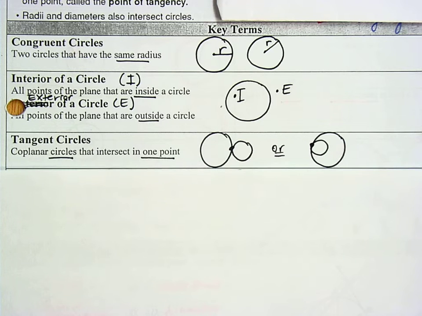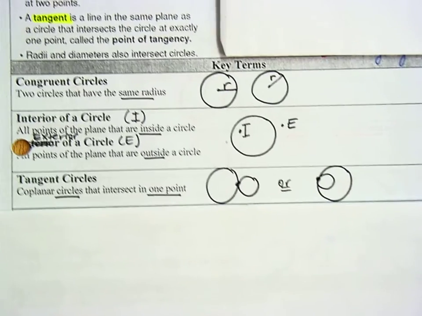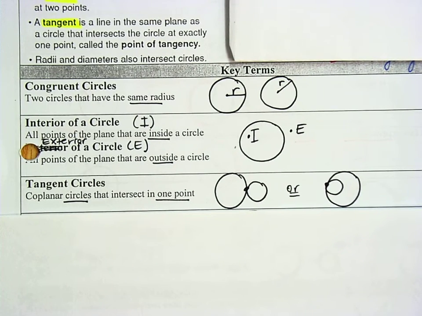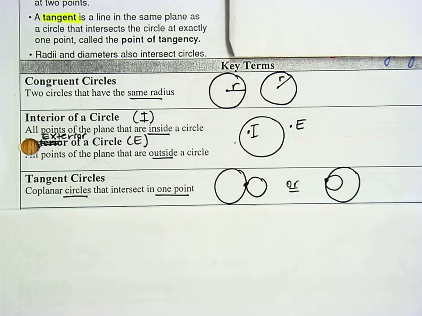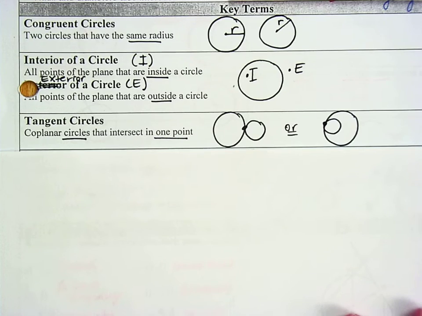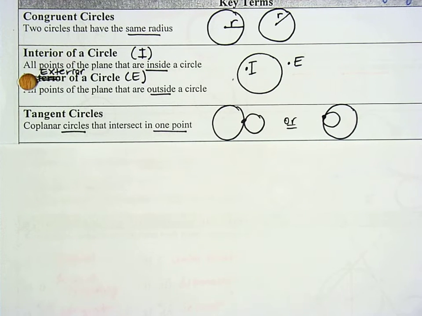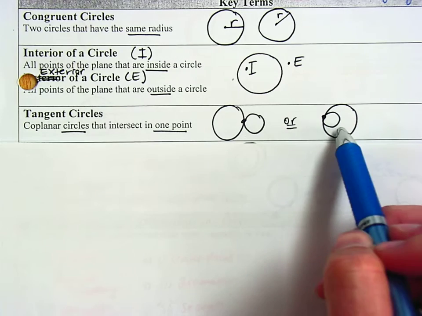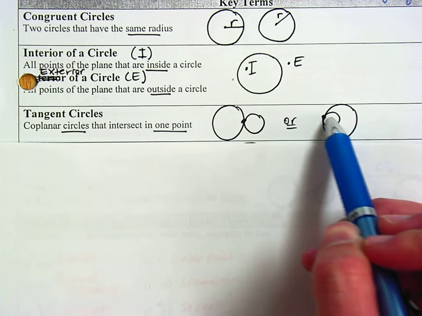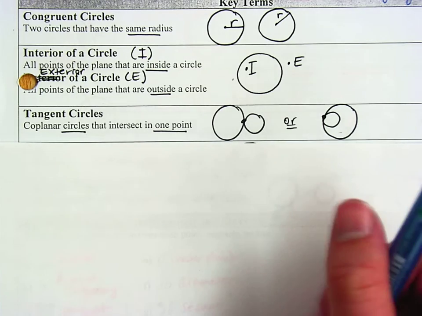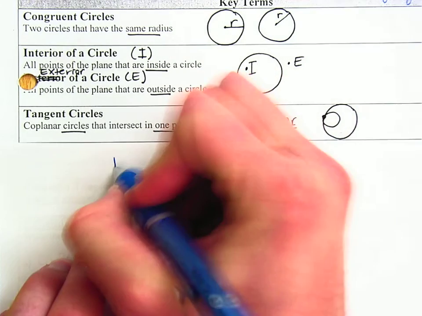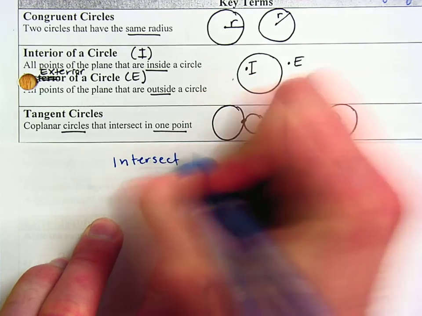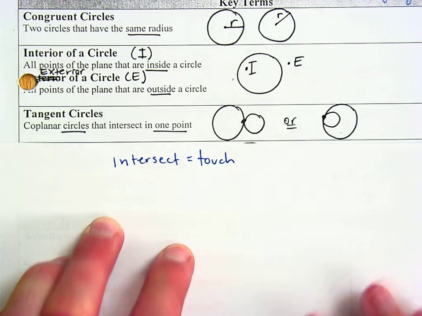The next thing is tangent circles. So remember, a tangent line intersects a circle at one point, only one point. Well, tangent circles intersect at one point as well. And notice these circles can be side by side, or one of them can be inside of the other, as long as they only touch at one point. That's what that word intersect means, remember? Intersect just means to touch.